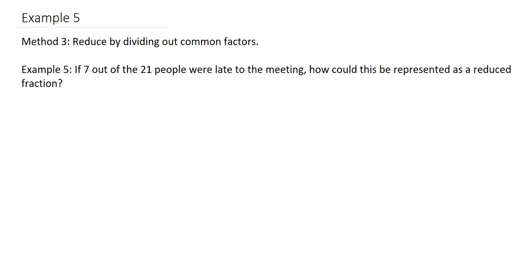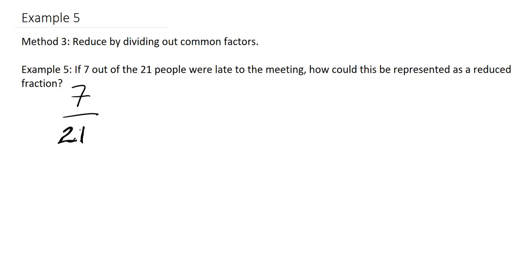Method 3. Reduce by dividing out common factors. Example 5. If 7 out of 21 people were late to the meeting, how could this be represented as a reduced fraction? Well, we can show 7 over 21 as its part over whole. So the total is 21, and there's 7 people that were late.